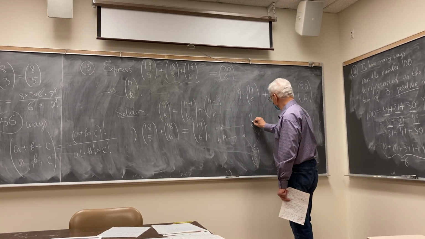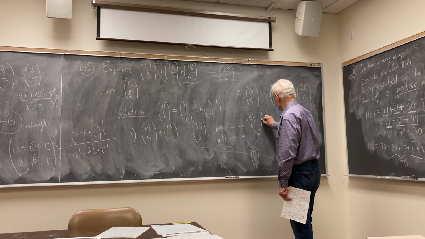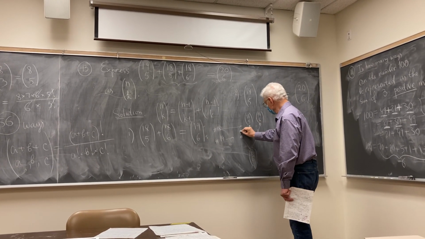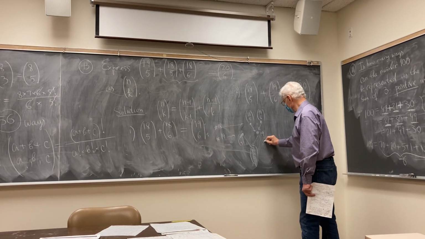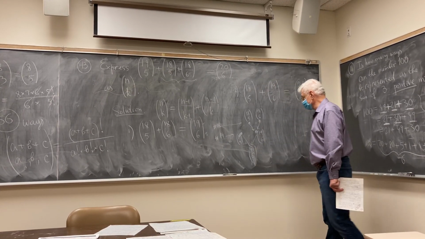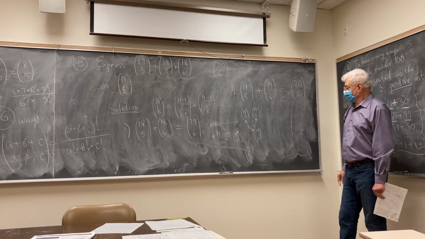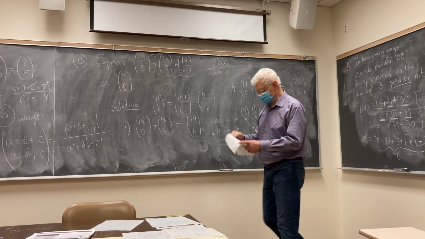18 choose 5, 18 choose 6, 19 choose 5, 19 choose 6. When you add up, you get 20 choose 6. Okay, this is how it works.